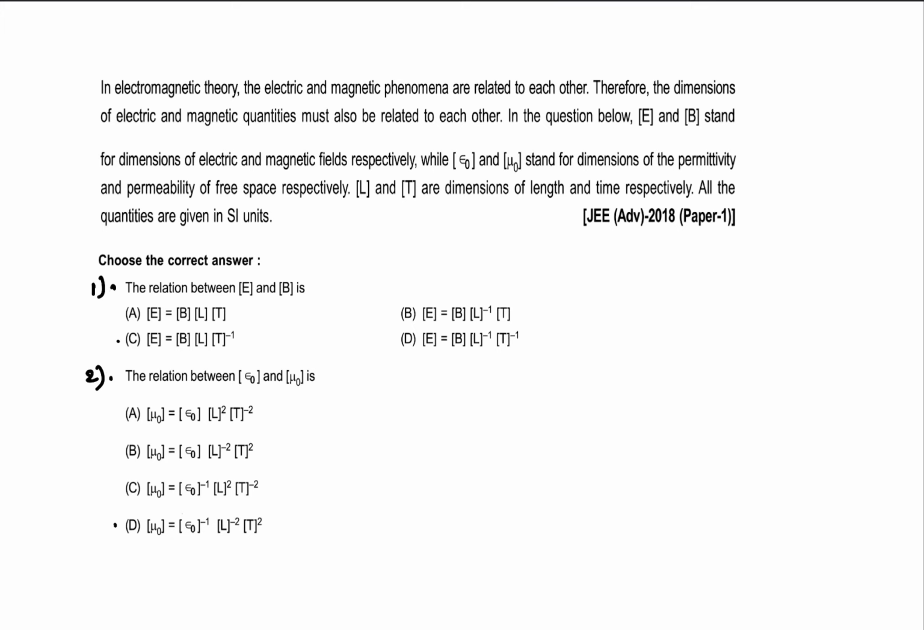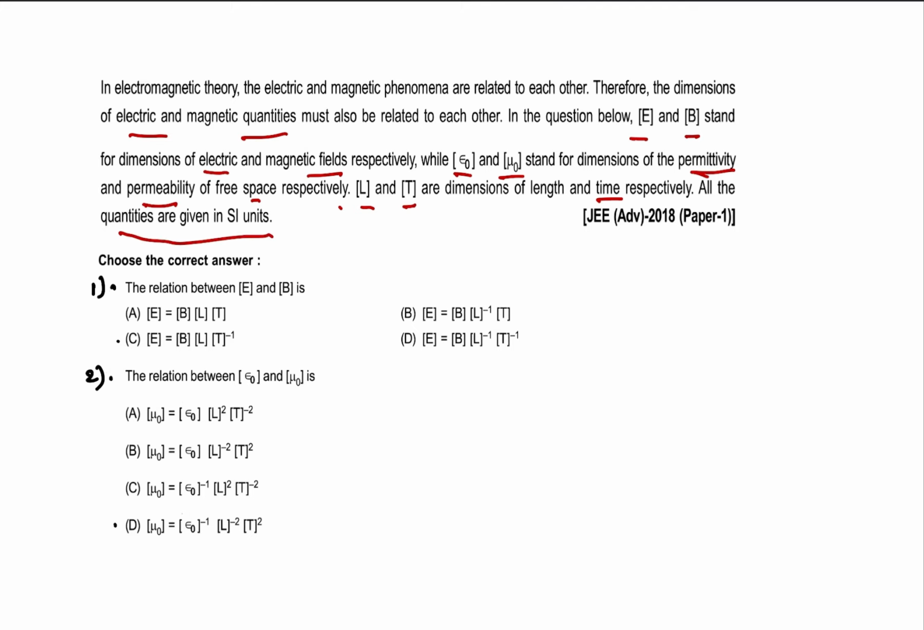Okay. Next question. We can see this is the last question. In electromagnetic theory, the electric and magnetic phenomena are related to each other. Therefore, the dimensions of electric and magnetic quantities must also be related to each other. In the question below, E and B stand for the dimensions of the electric and magnetic fields respectively, while epsilon naught and mu naught stand for dimensions of the permittivity and permeability of free space respectively.